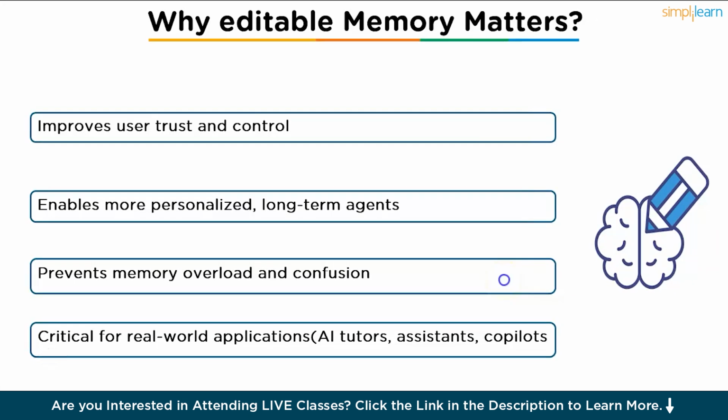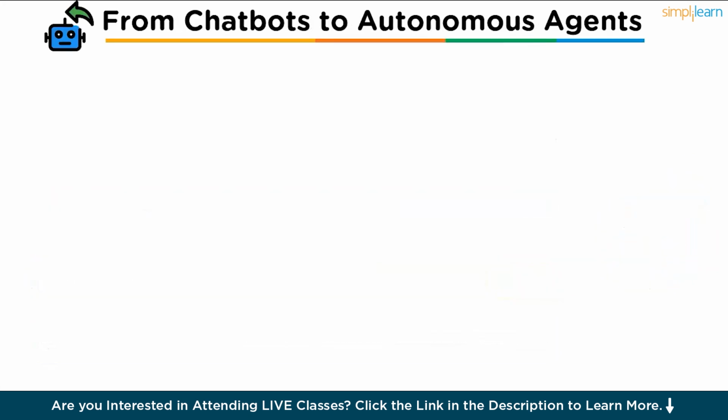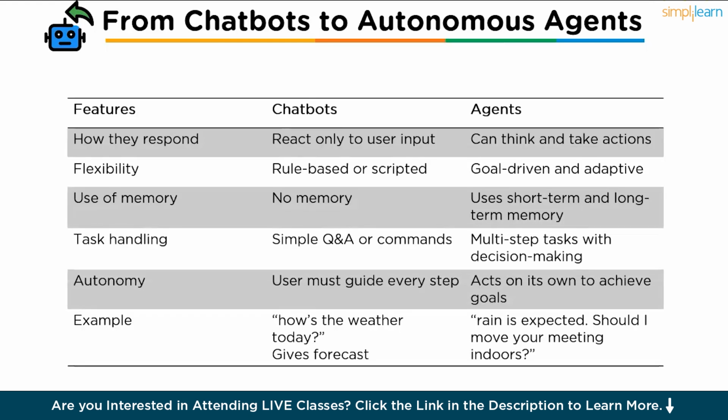Let's see how the transformation from chatbots to autonomous agents happens. Chatbots are reactive. They respond to commands, lacking deeper understanding. Autonomous agents, on the other hand, are proactive. They use short-term and long-term memory to complete multi-step tasks and achieve goals independently.